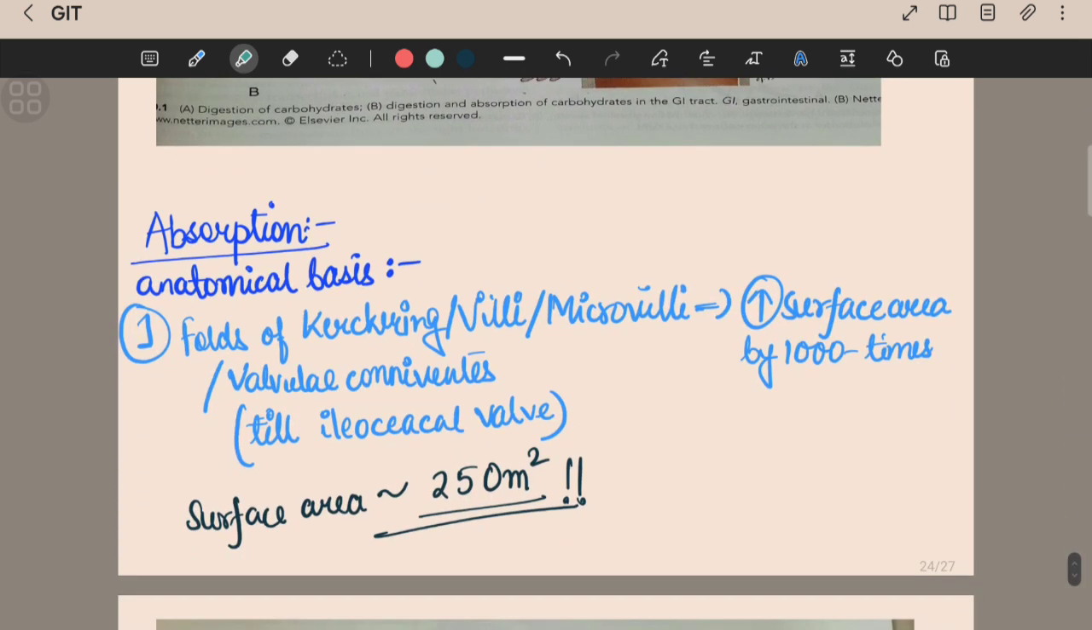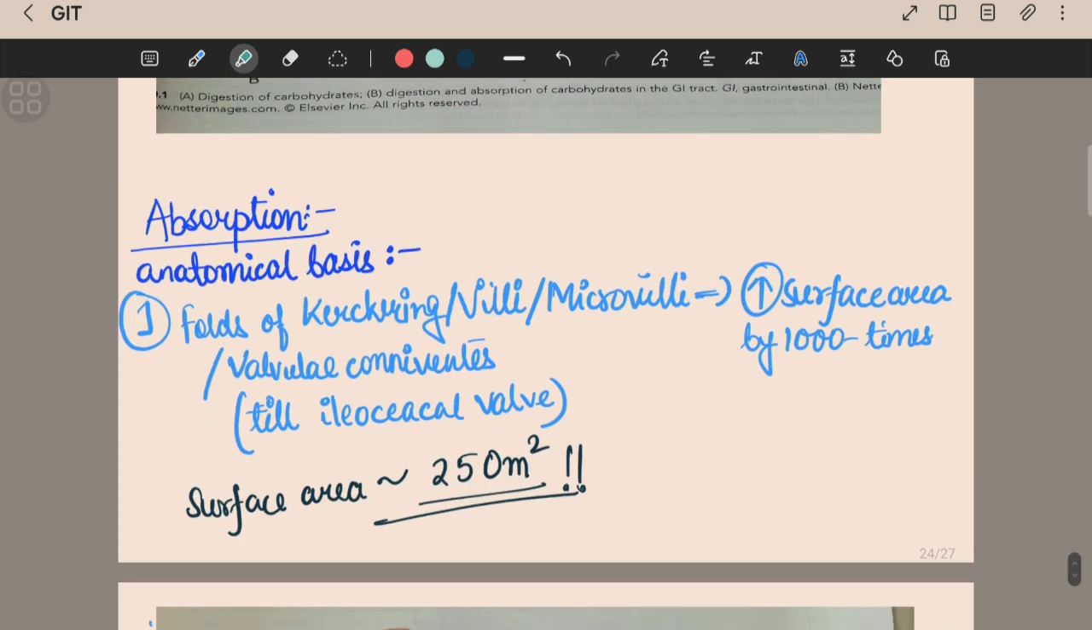Now see, talking about the anatomical basis of absorption, first we see that the stomach is a poor absorptive area of the GI tract because it lacks this villi arrangement. So villi is mainly for increasing the surface area. So surface area is increased, so there will be greater absorption.